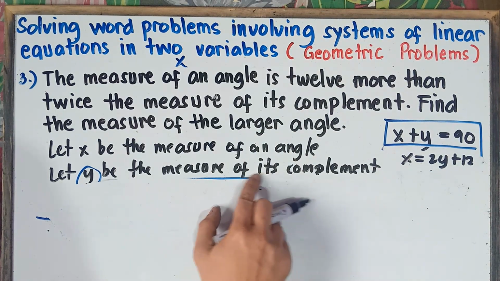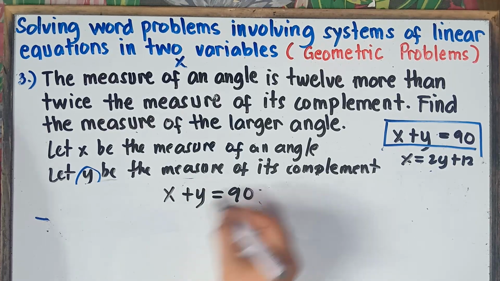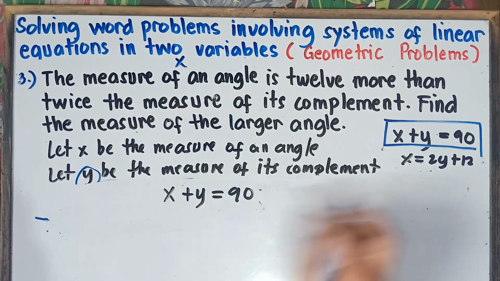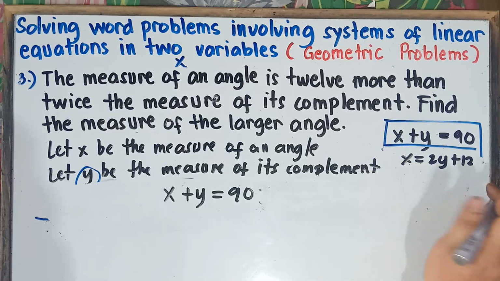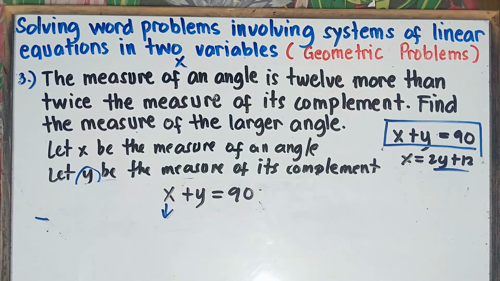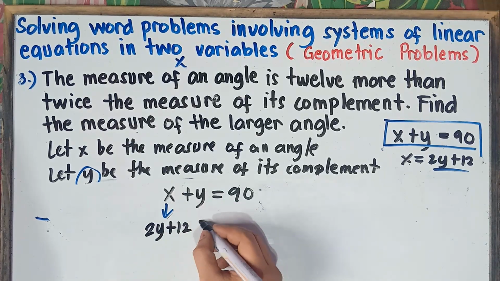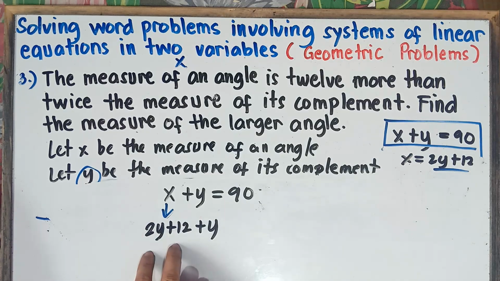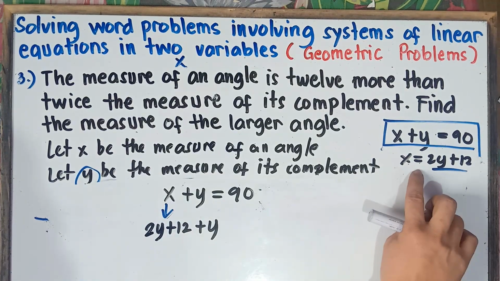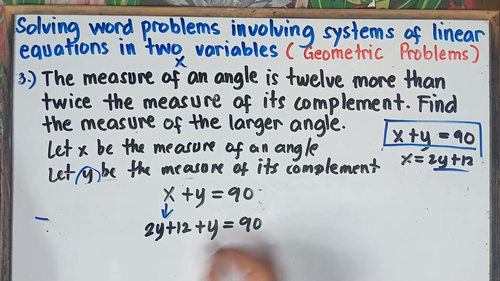Alright, so simply use this equation. x plus y equals 90. So the value of x, once again, simply substitute the value of x. That would be 2y plus 12. So 2y plus 12, and then copy y. Sir, where did you get 2y plus 12? 2y plus 12 plus y, that would be the value of x. The value of x, that would be 2y plus 12. So 2y plus 12, copy y, equals 90.